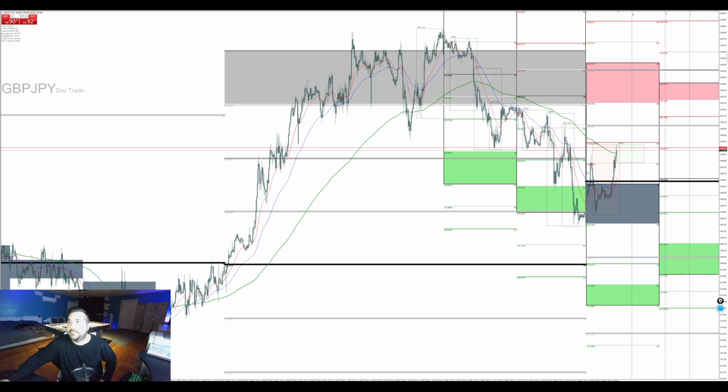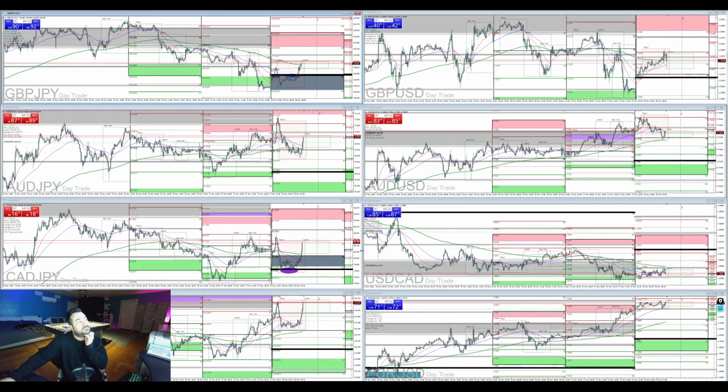And the setup came right through New York. On this one, yeah, this one here, I would have to take it right on the retest of central pivot.